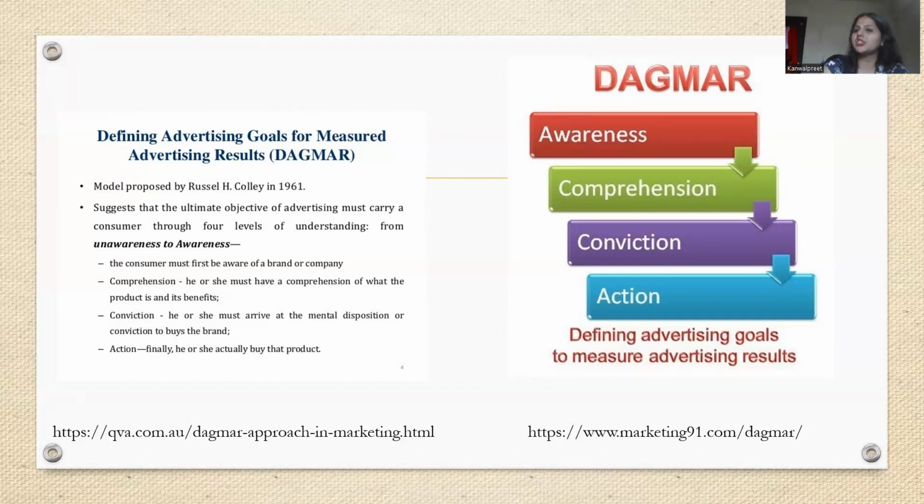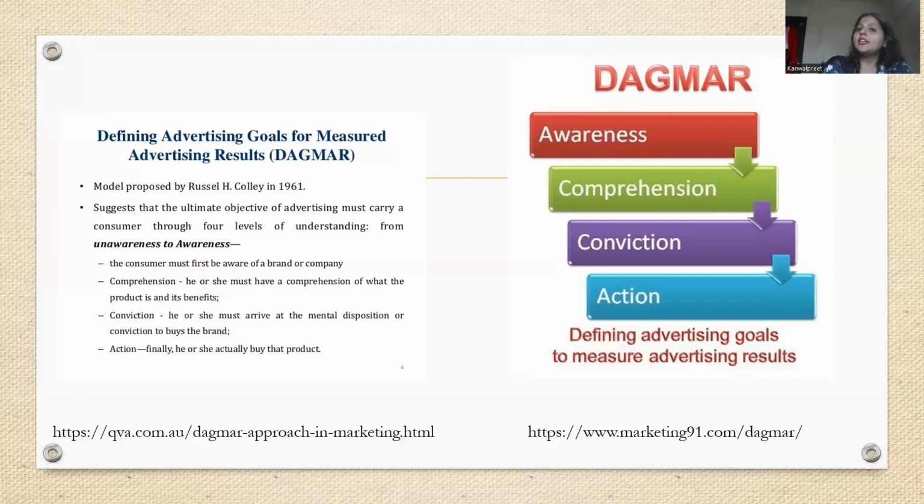So we have the stages. First, we are unaware about the product. Then we reach awareness. So the consumer must be aware. Comprehension: the customer must have a comprehension, an understanding of the product and its benefits. Conviction: he or she must arrive at the mental disposition or conviction to buy.